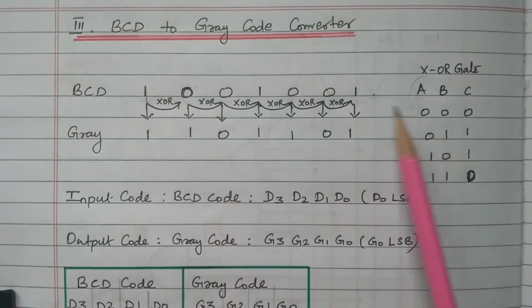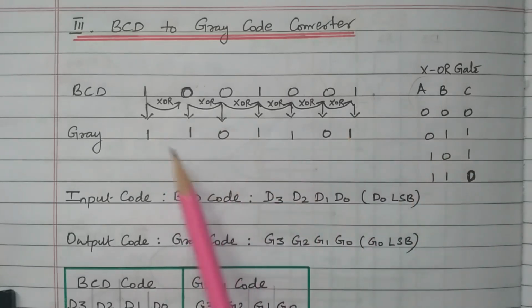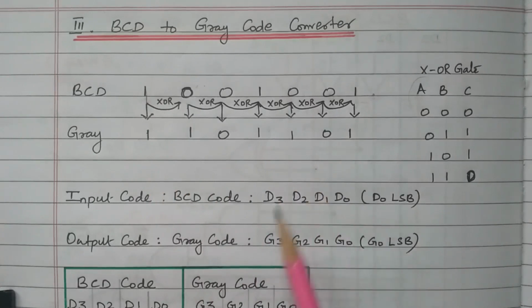So they are using the XOR gate. XOR gate nature is: when both the inputs are equal, the output is 0; when the inputs are different, the output will be high. Based on that, the first digit is written as it is, and for the first and second digits we perform the XOR operation and write the resultant. So based on that we got this.